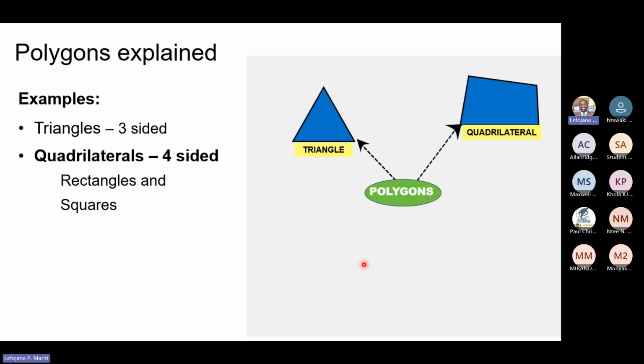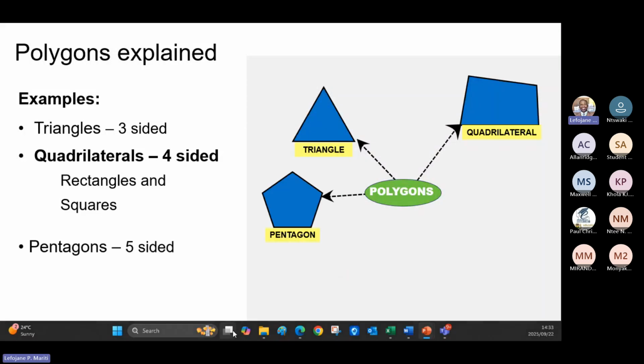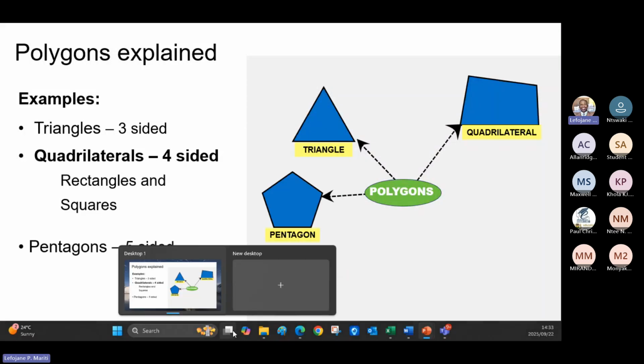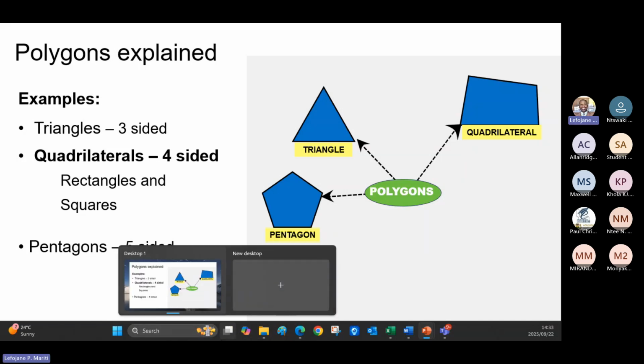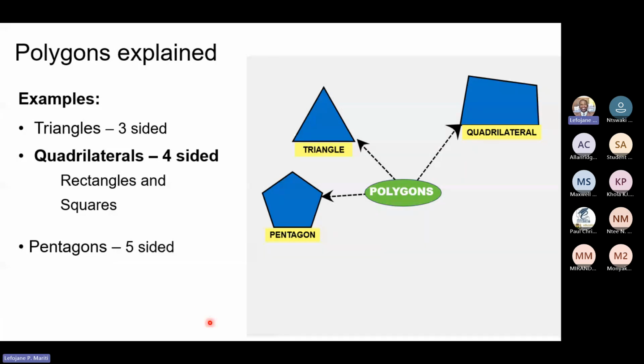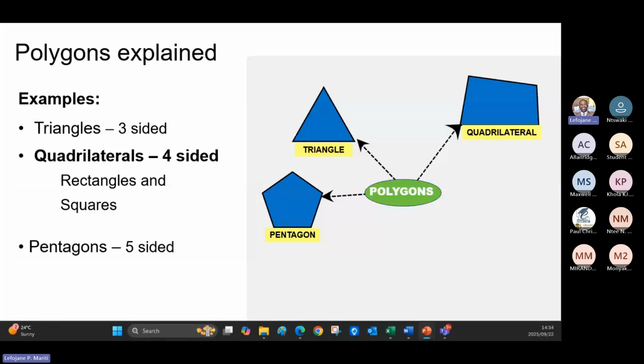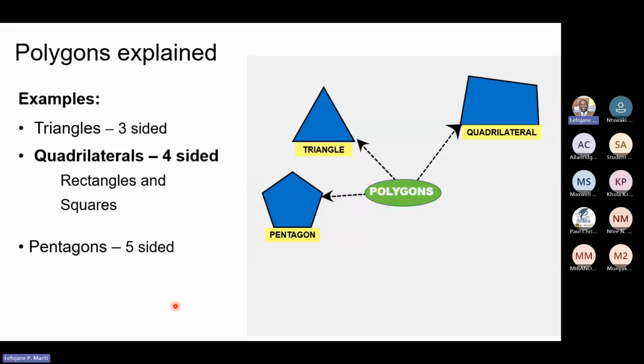We are having only these 2 that we are going to be focusing on. The next type of a polygon will be pentagons, but we are not interested in pentagons at this stage. All that we are interested in would be the quadrilaterals.